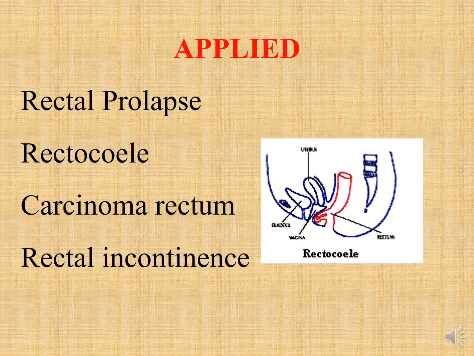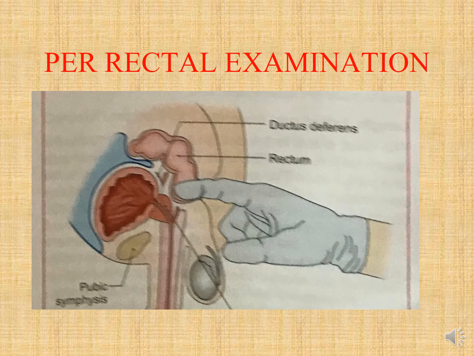Then a very important examination is the per rectal examination, which is used to assess the condition of various pelvic viscera. A finger is put in the rectum through the anus, and we can assess the situation. Certain structures can be palpated. In males, by PR examination, we can palpate the posterior surface of the prostate, seminal vesicle, and vas deferens. Whereas in females, we can appreciate the perineal body and cervix, and in both cases we can also appreciate the anorectal ring, coccyx, and sacrum.